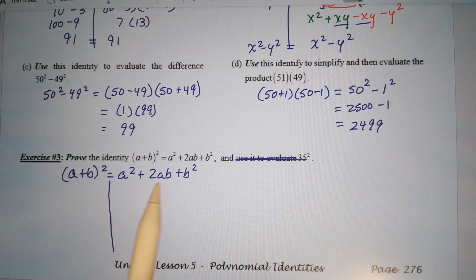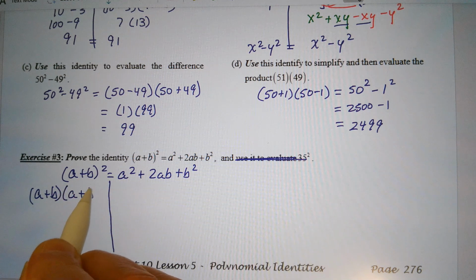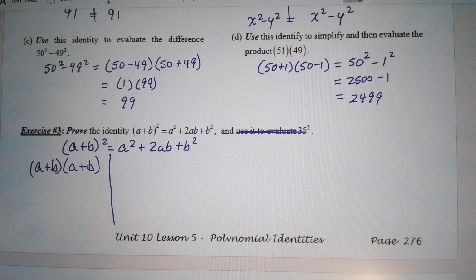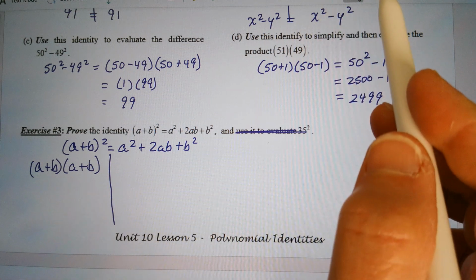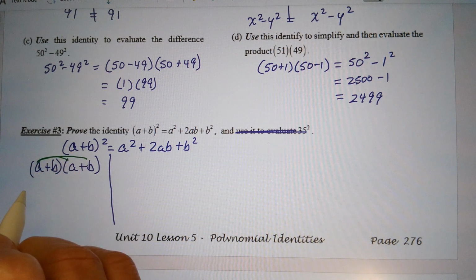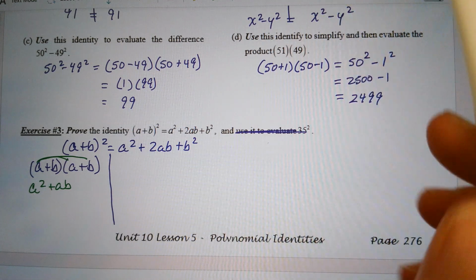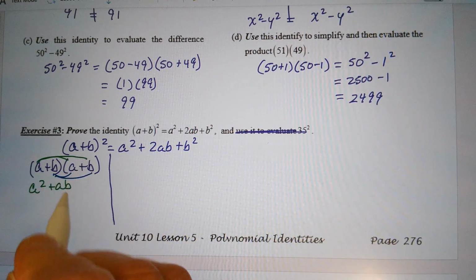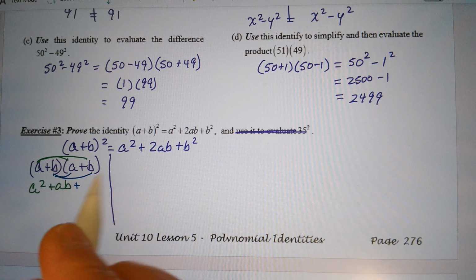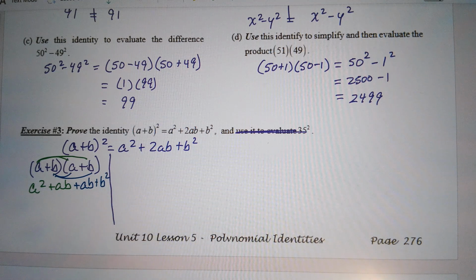Now, there's really nothing to do here, but on this side, a plus b squared is the same as a plus b times a plus b. Perform this multiplication. In other words, a times a, and then a times b. B times a and b times b. B times a is ba, which is the same as ab. And b times b is b squared.